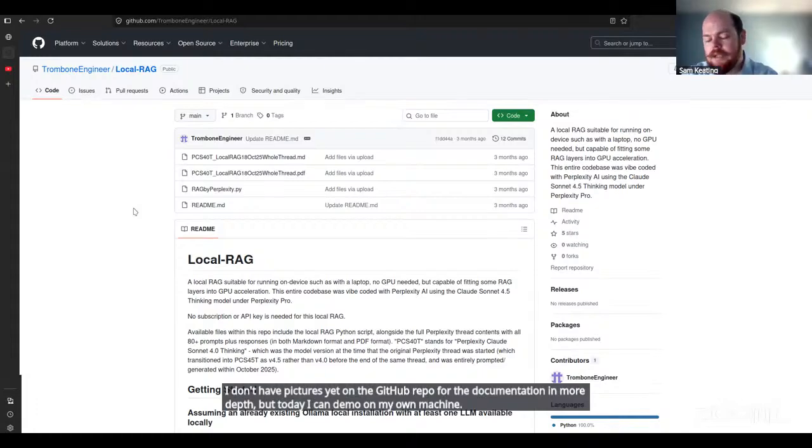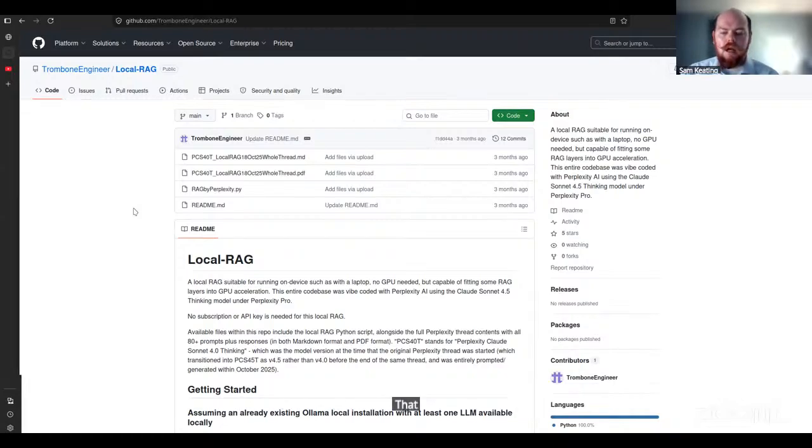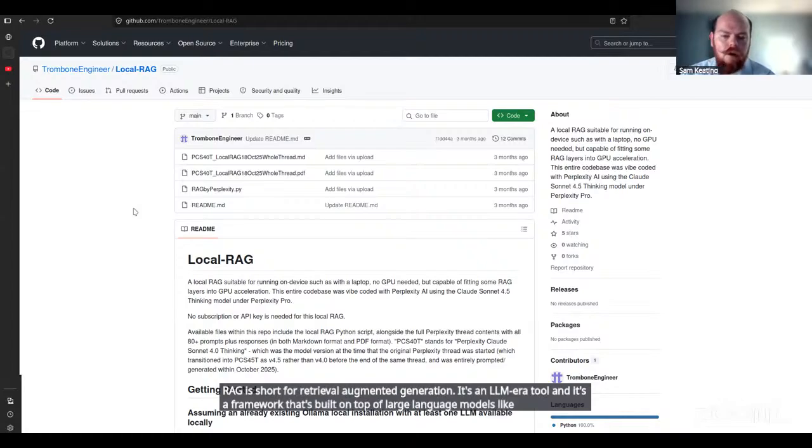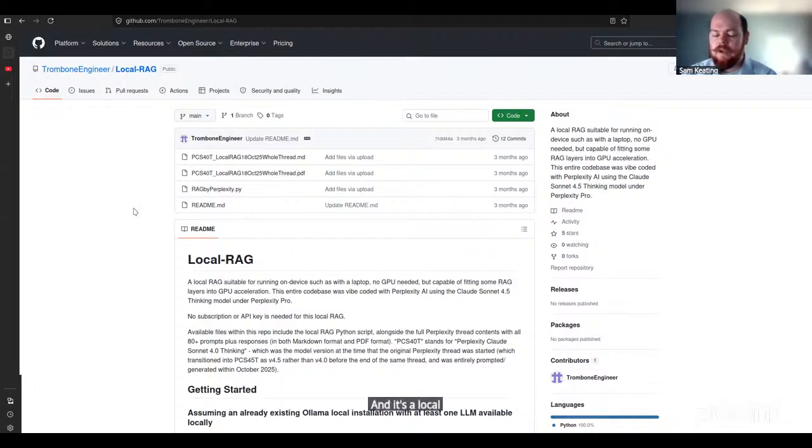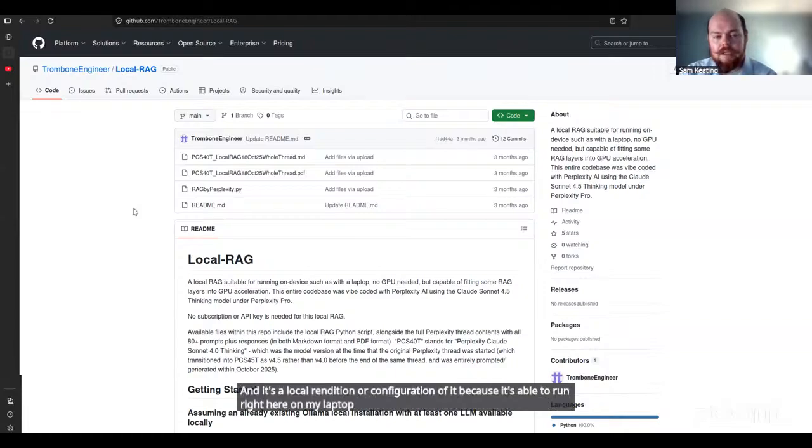It's called a local RAG because on top of being a RAG framework, RAG is short for Retrieval Augmented Generation. It's an LLM era tool, a framework built on top of large language models like ChatGPT or some of the more rigorous and robust scientific tools that could go far beyond what ChatGPT can handle. And it's a local rendition or configuration of it because it's able to run right here on my laptop, where I'm filming this.